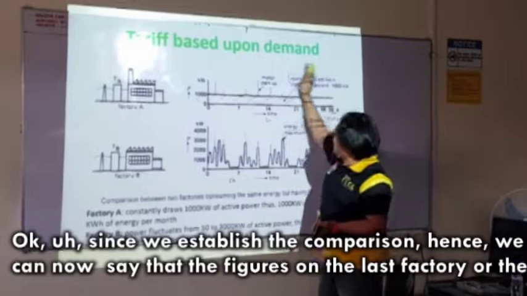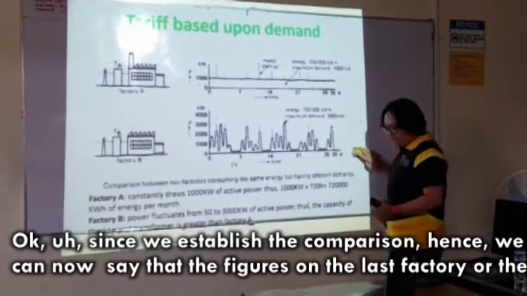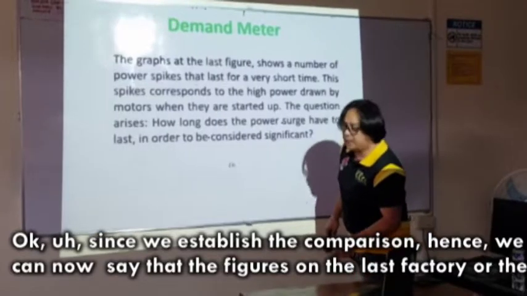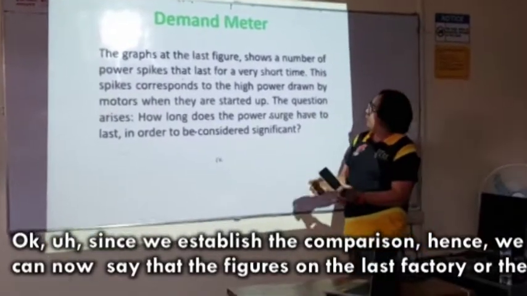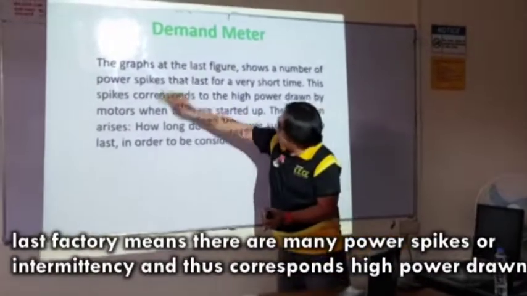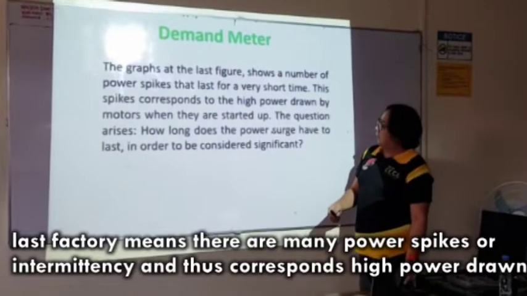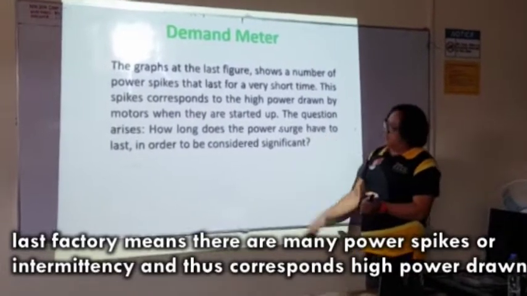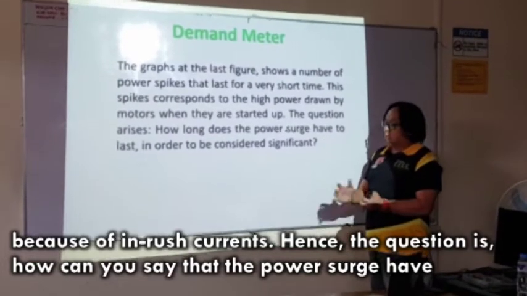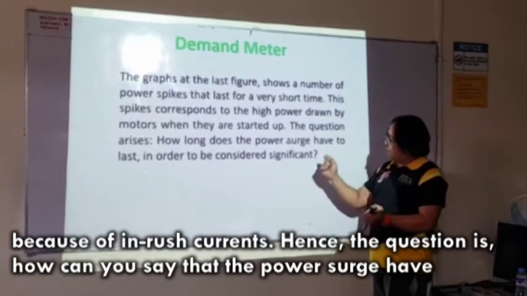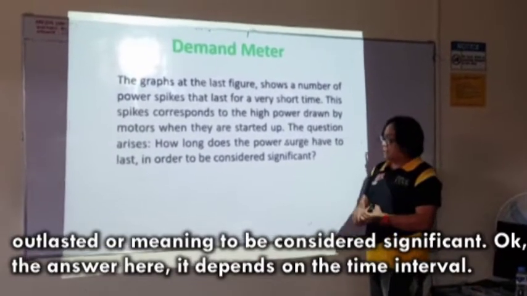Since we established that comparison, we can now say that the last factory has many power spikes or intermittency, and thus it corresponds to high power drawn because of inrush currents. Hence, the question is, how can we say that the power surge has lasted, meaning it is considered significant?